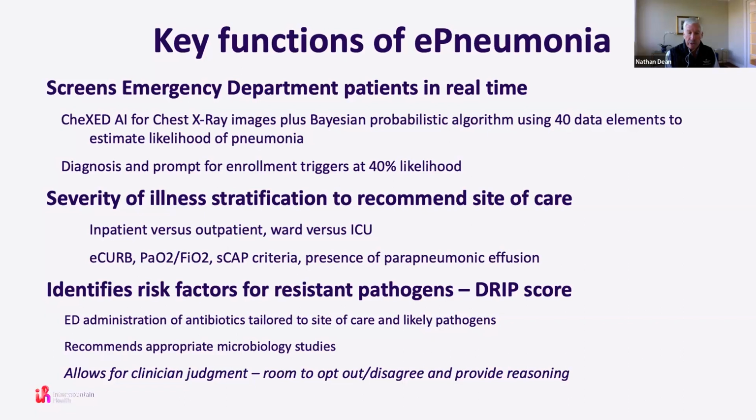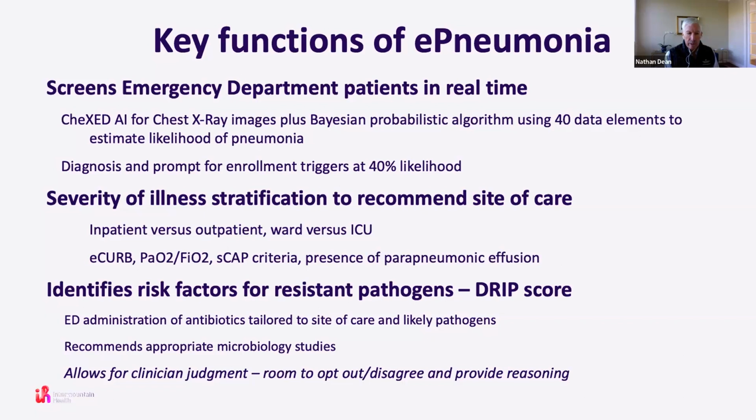It then calculates severity of illness and recommends site of care based on that stratification, inpatient versus outpatient care and ward versus intensive care unit. It uses a number of factors, including an electronic version of CURB-65, a measure of oxygenation known as the ratio between the PaO2 and the delivered oxygen, severe CAP criteria, and whether or not the patient has a significant sized pneumonic effusion. It then identifies risk factors for resistant pathogens using a 10-factor DRIP score, which is electronically calculated.